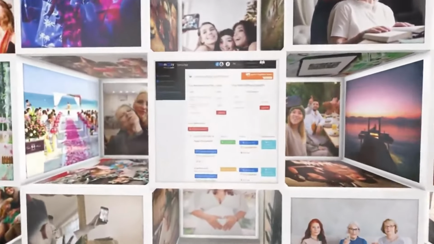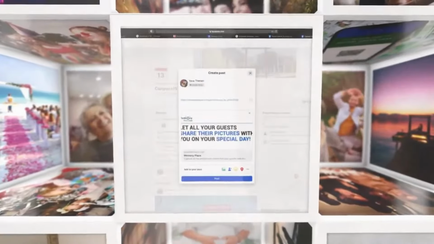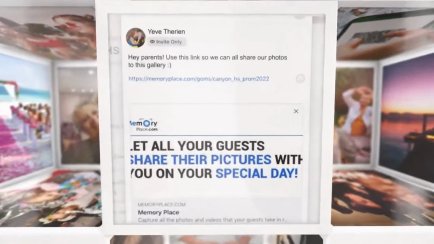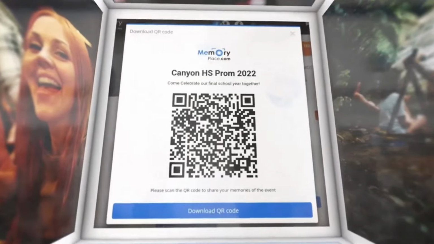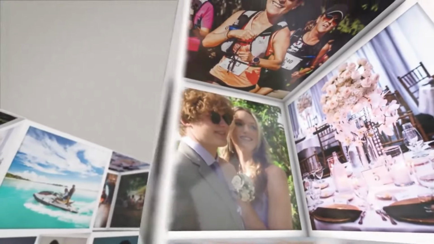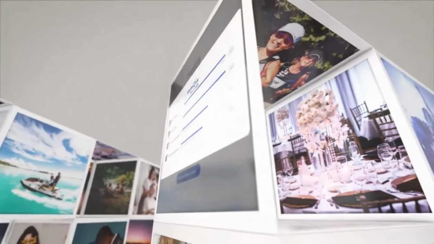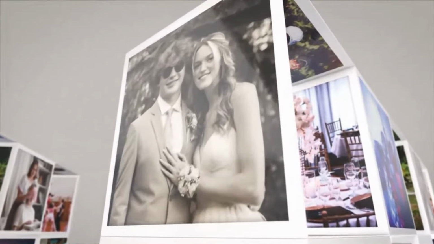Your Memory Place can either generate a direct link prior to your special event that you can share via email, text message, or your social media event page. Or your Memory Place can generate a unique QR code that your guests can scan at your event. Once your guests receive your direct link or scan your QR code, they will be able to instantly send you photos and videos that they captured during your event, all in real time.